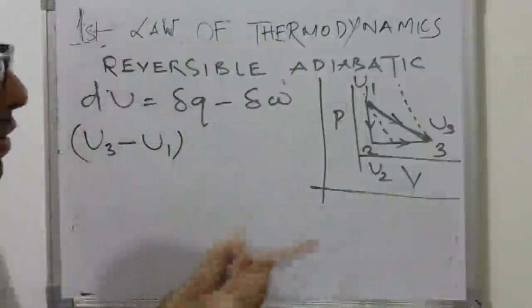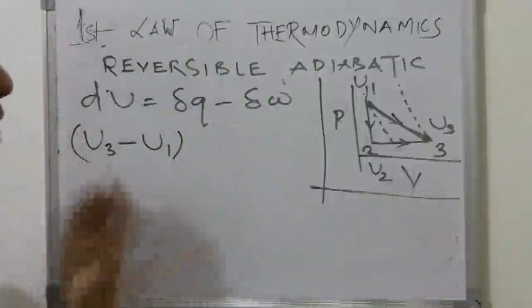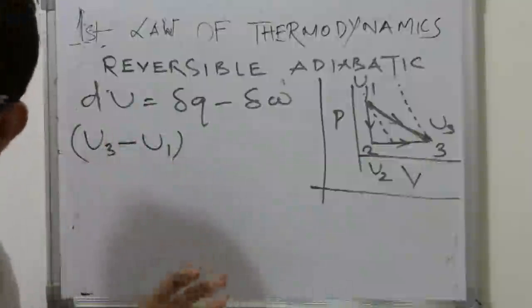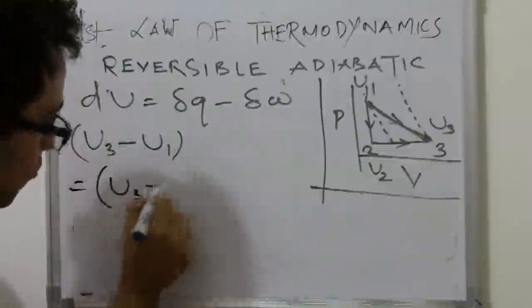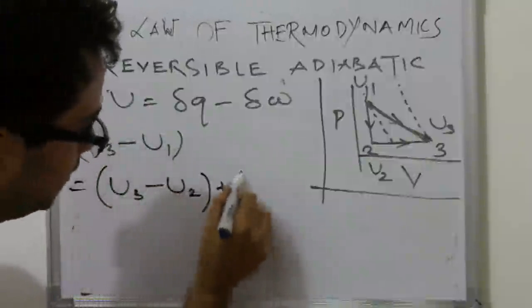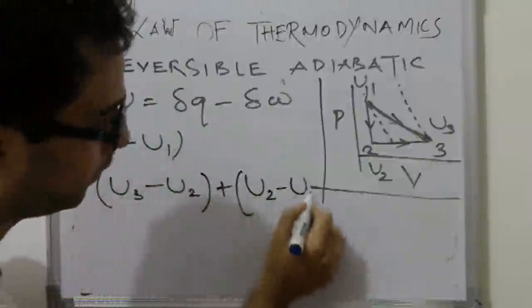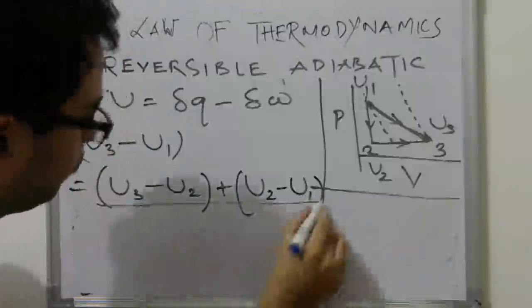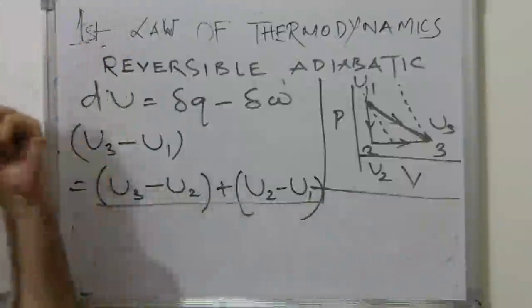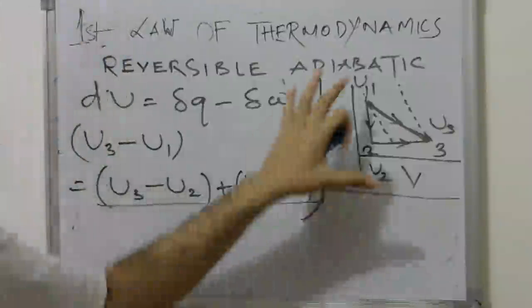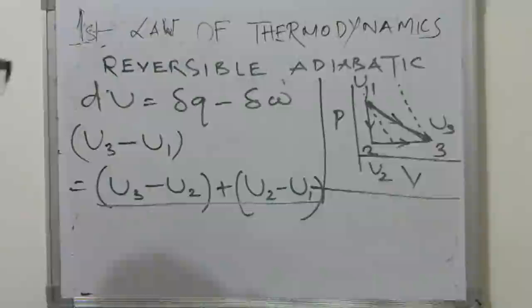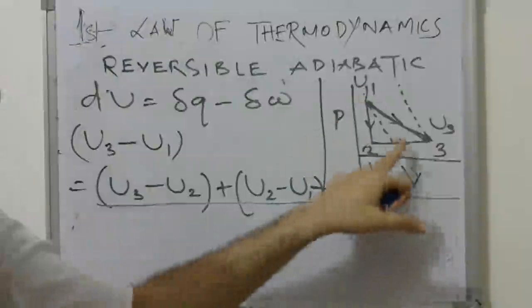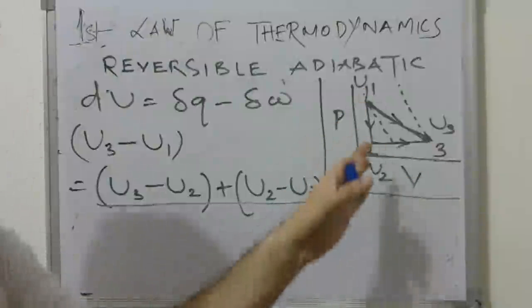As I said earlier, this is a state function. We can add up the paths to arrive at the final path. So U3 minus U1 can be written as U3 minus U2 plus U2 minus U1. So we have broken the entire change in the internal energy into two steps. This is U1 to U2.